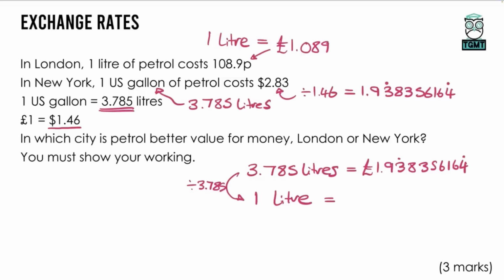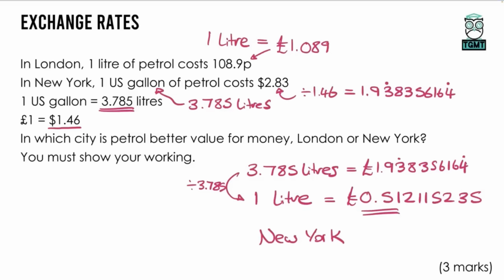I'll just do the same to the other side as well. So if we do that, we have the big long decimal there divided by 3.785, and that comes out as 0.512115235. Now ultimately we don't need to write all those decimals because it was £1 and 8 pence in London, and in New York it's only, if we round it, 51 pence. So in terms of where it's better value, we would say New York is better value.